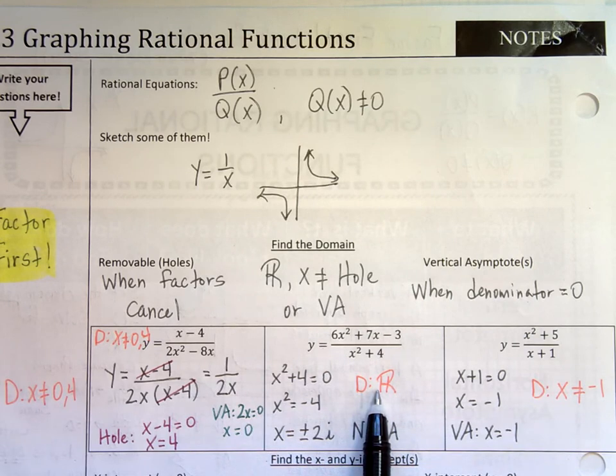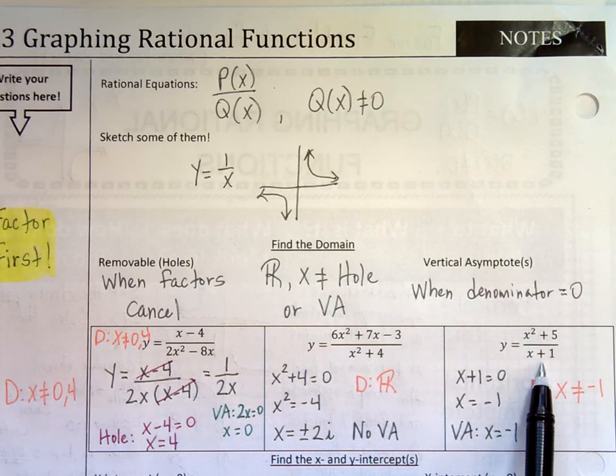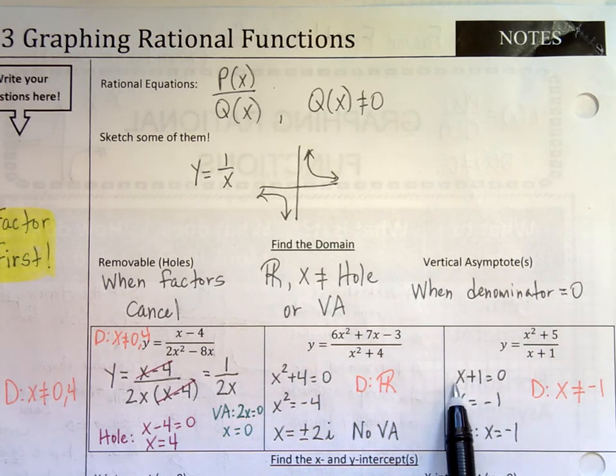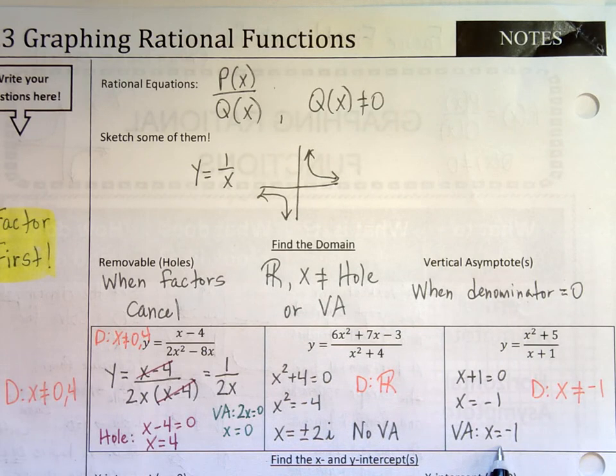Third one doesn't factor either, but I can go for the vertical asymptote, take the denominator, set it equal to 0, get -1. My domain's going to be everything but that. Can't be my vertical asymptote. There you go. There's the first three.